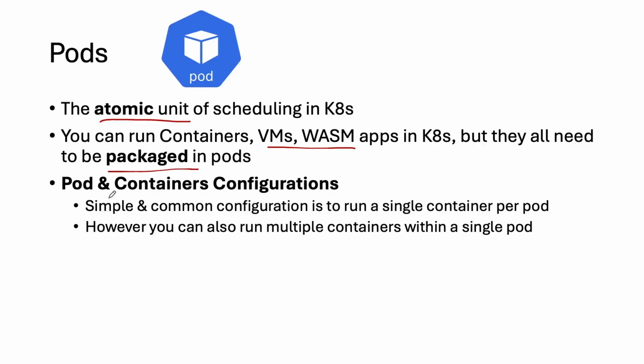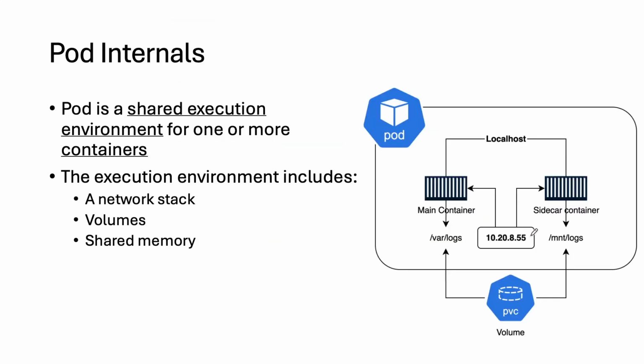Quick note on the association of pods and containers. A simple and common configuration is to have a single container per pod, but you also have the ability to run multiple containers in a single pod. We will go into this in the upcoming slides. Now, how do we define a pod? A pod is an abstraction. It is a shared execution environment for the containers, which could be one or more, that are run as part of that pod. What does that execution environment contain? It contains the network stack, volumes, and shared memory.